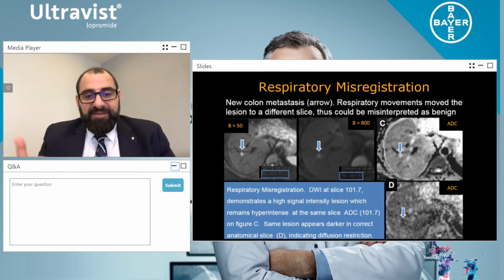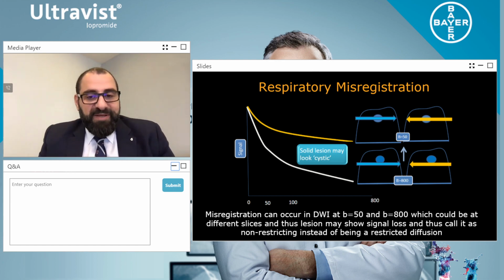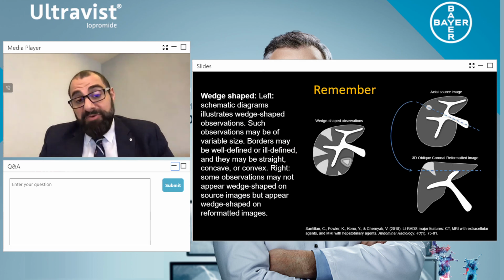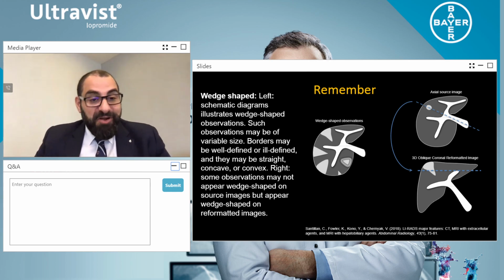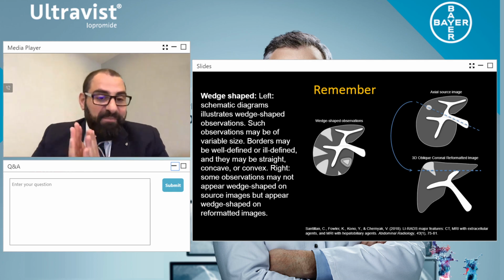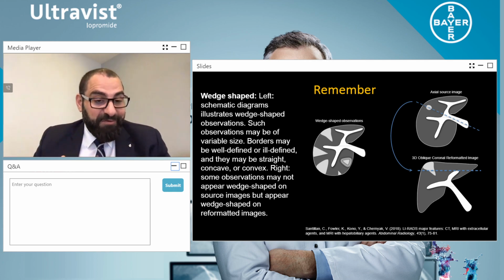So this is another slide which actually shows misregistration based on breath hold. It's really important to look at this. Also remember that sometimes in the axial plane, when we do axial reconstructions, it looks like a lesion. But if we do a coronal plane, in actual fact, it ends up being an infarction. So be very careful that lesions don't show as lesions. There could be infarcts or restricted flow of contrast in that area. That's why it's important to do axial and coronal reconstructions.